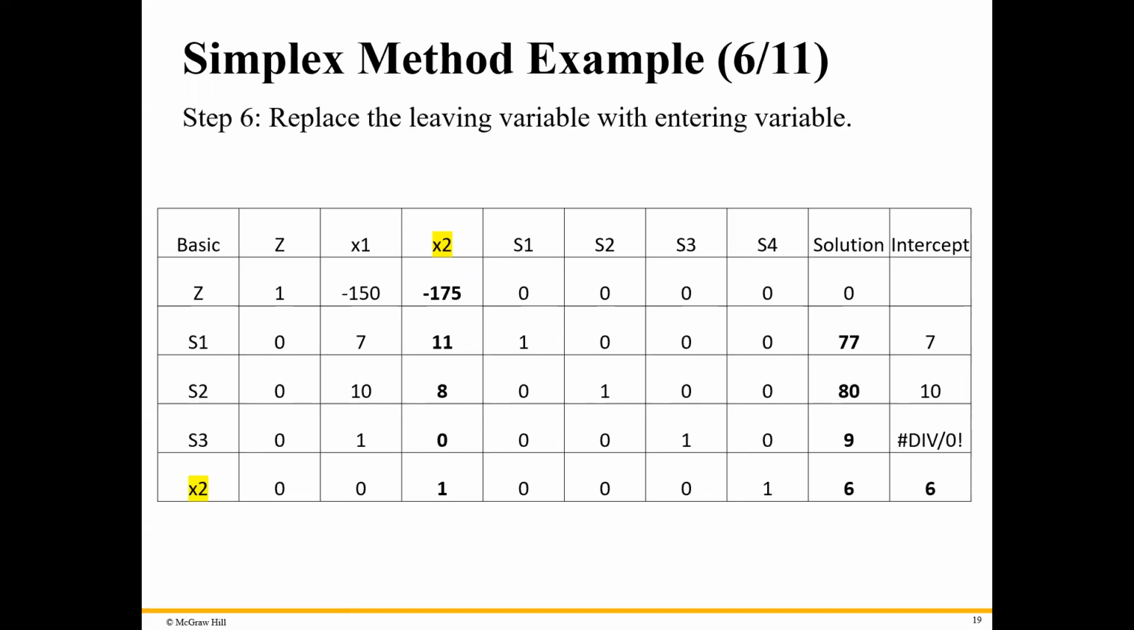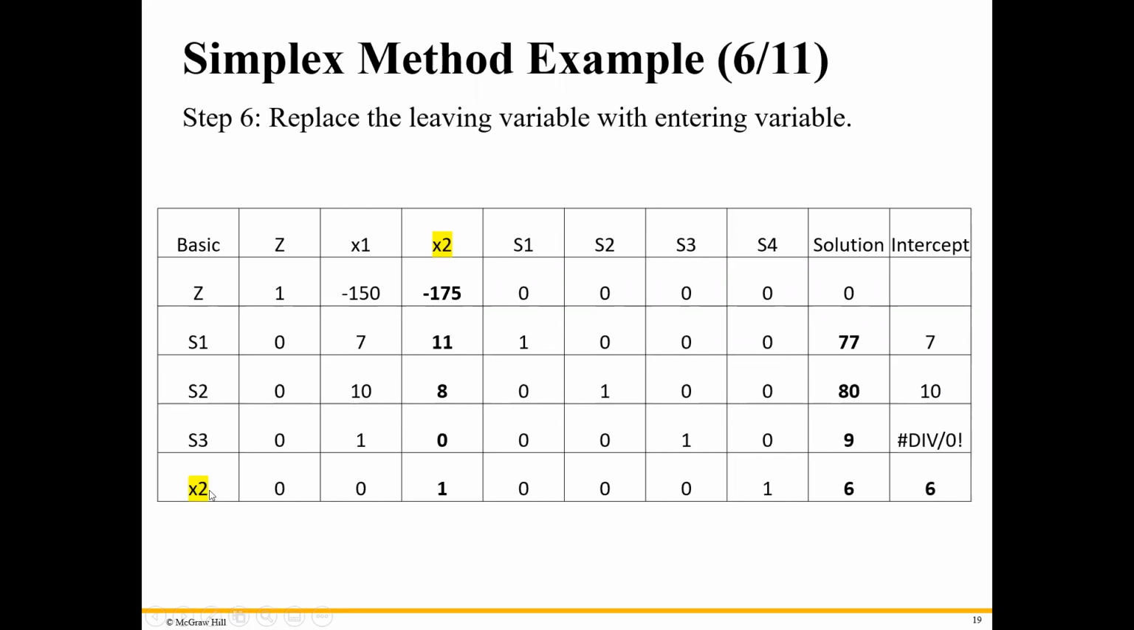So remember that first we chose the least negative value from the first row. That gave us the entering variable. Then we divided the solutions by the coefficients of the column of the entering variable. From those values, we took the least positive value, and the corresponding variable in that row is the leaving variable. So that was S4, and now S4 has been replaced by X2.